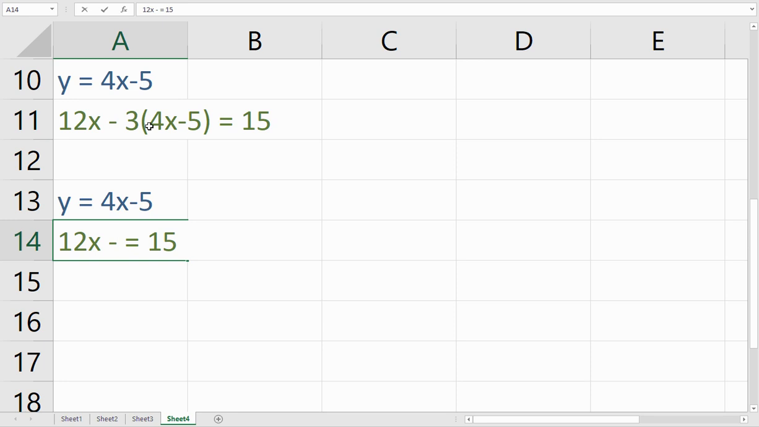And so if we do -3 times 4x, we'll get -12x. Okay, then if we do -3 times -5, we'll get +15. Now we want to combine like terms. Notice that we have 12x minus 12x. So what does that work out to? 0 times x. And 0 times x is simply 0. Then, of course, 0 plus 15 is just 15.